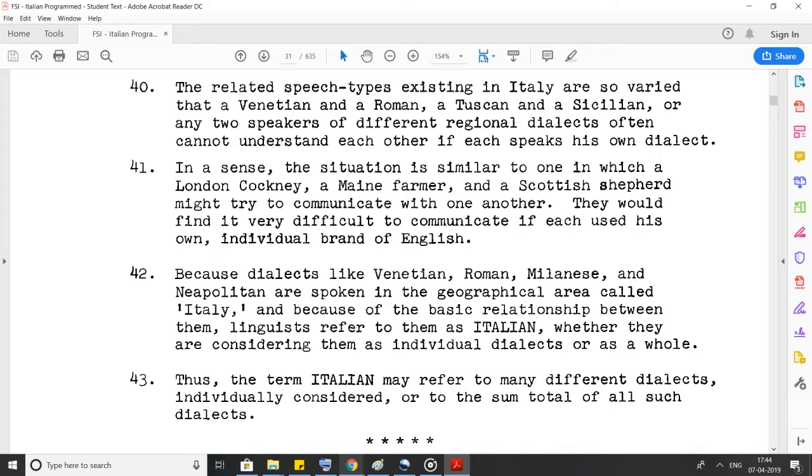Because dialects like Venetian, Roman, Milanese, and Neapolitan are spoken in the geographical area called Italy, and because of the basic relationship between them, linguists refer to them as Italian, whether they are considering them as individual dialects or as a whole. Thus, the term Italian may refer to many different dialects, individually considered, or to the sum total of all such dialects.